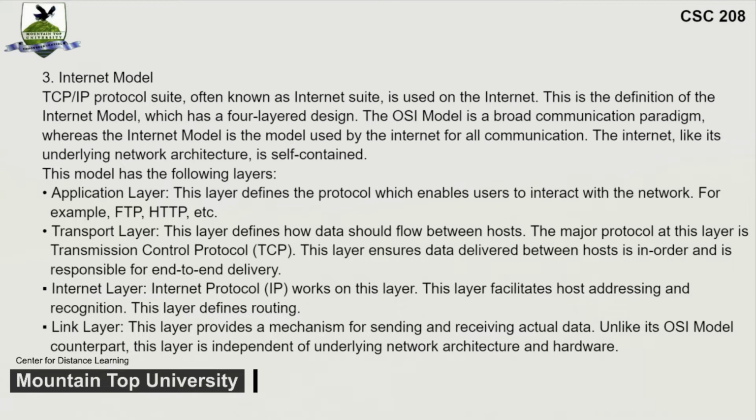Internet layer: Internet Protocol, IP, works on this layer. This layer facilitates host addressing and recognition. This layer defines routing. Link layer: this layer provides a mechanism for sending and receiving actual data. Unlike its OSI model counterpart, this layer is independent of underlying network architecture and hardware.